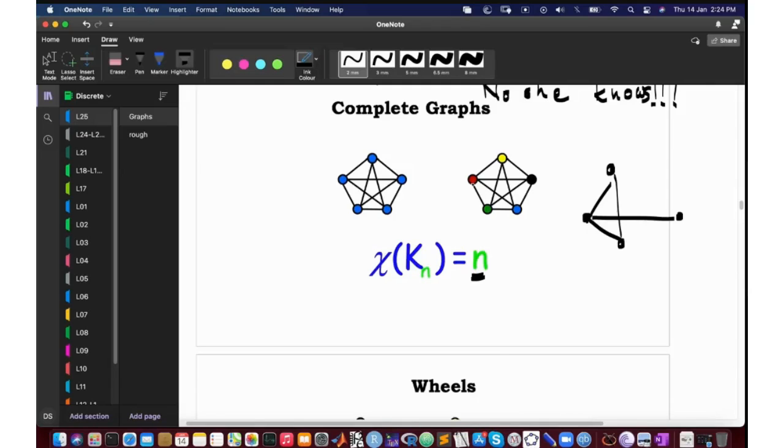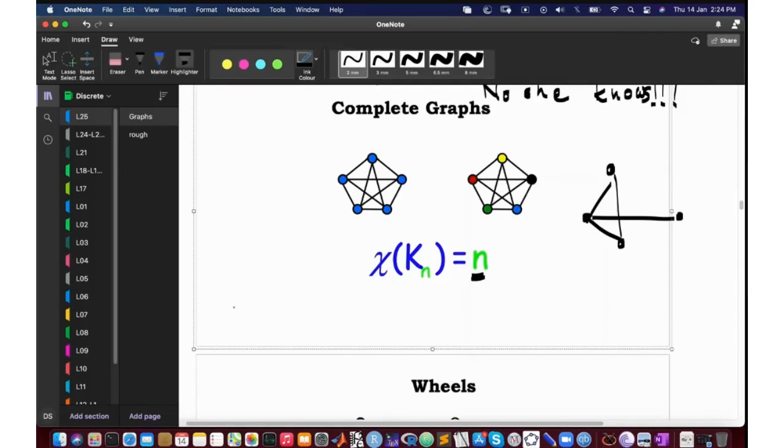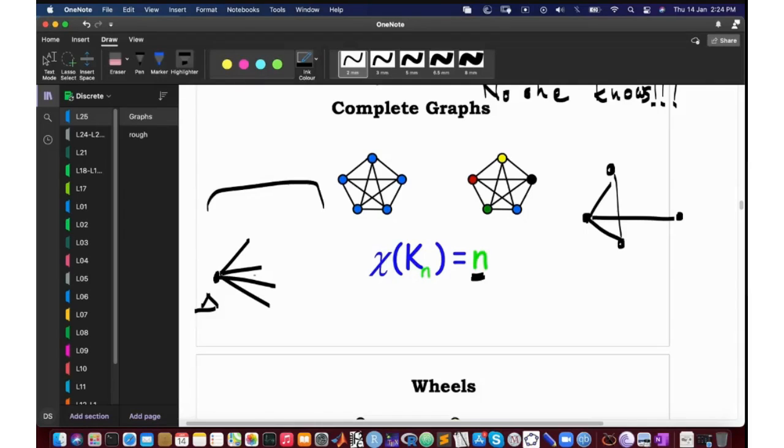A small comment before I move on to the new category of graph. If I give you a graph in which there is a vertex, let's call it the max degree vertex, this is the max degree vertex, its degree is maximum. I know that I can color this graph with this many colors. And how do I know this?